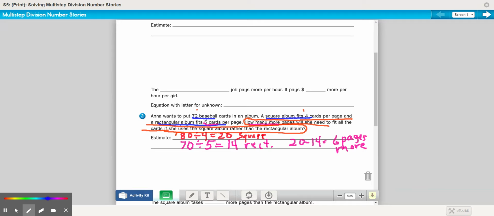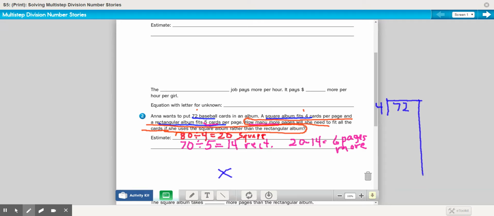I'm going to go off to the side here and do that because I don't have a whole lot of space to write with down here. So I'm just going to go off to the side. 72 divided by 4. Okay, and then we learned how to do partial quotients.